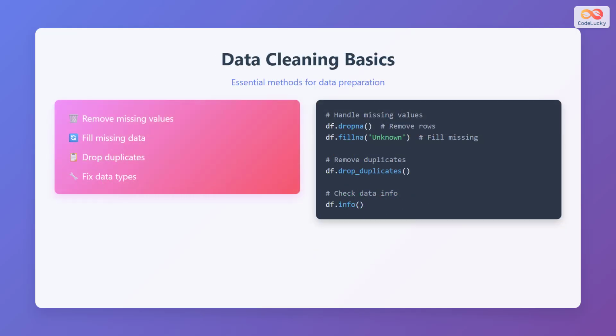Data cleaning is the essential first step in any data analysis project. Real-world data is rarely clean. It contains missing values, duplicates, and incorrect data types that can ruin your analysis. Pandas provides powerful methods to handle these issues. The dropna method removes rows with missing values, while fillna replaces missing data with specified values like unknown. The drop_duplicates method eliminates duplicate rows, and the info method gives you a complete overview of your data structure, including data types and memory usage. Remember, clean data is the foundation of reliable analysis.